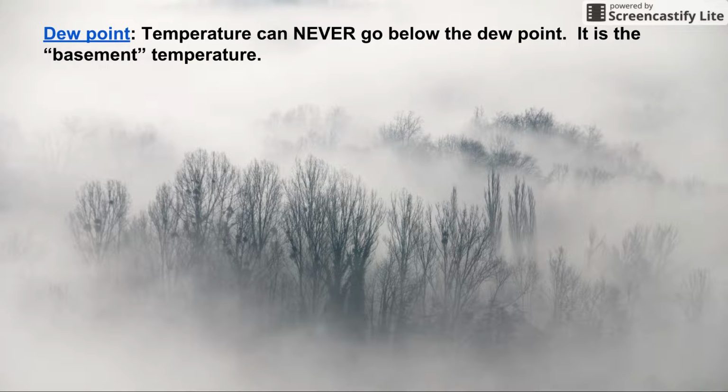The temperature can never go under the dew point. So it is basically like the basement temperature. If the dew point outside is 30 degrees, that means the lowest it can get is 30 degrees outside. So I like to know the dew point so I know how cold it can get. Once the dew point is reached, fog will appear and everything will get wet.